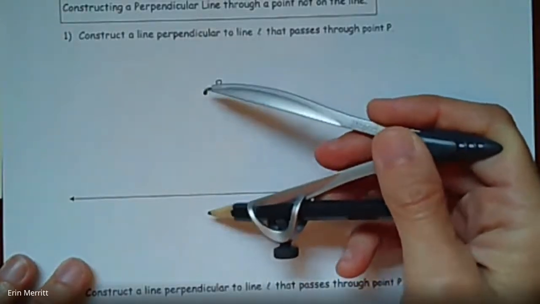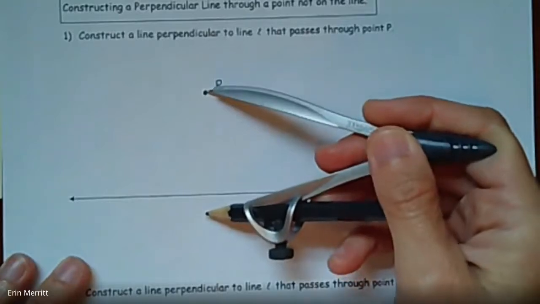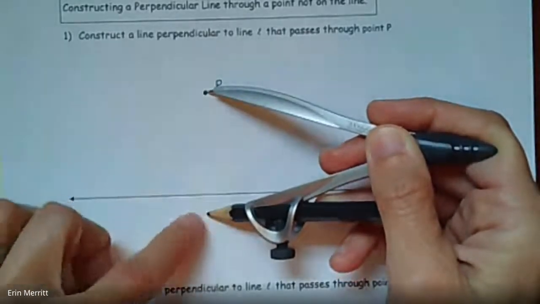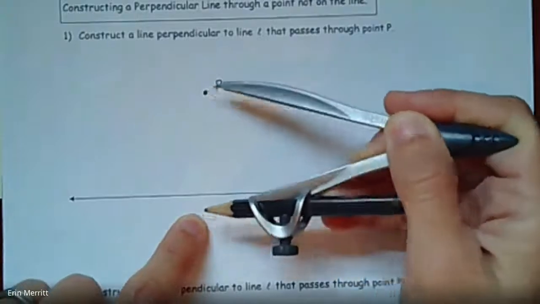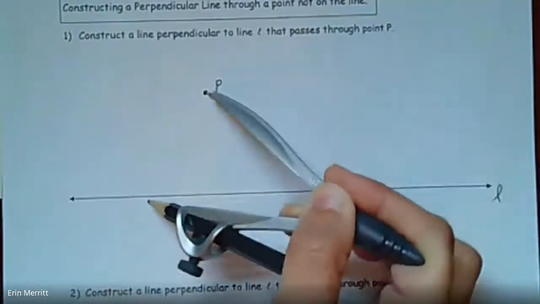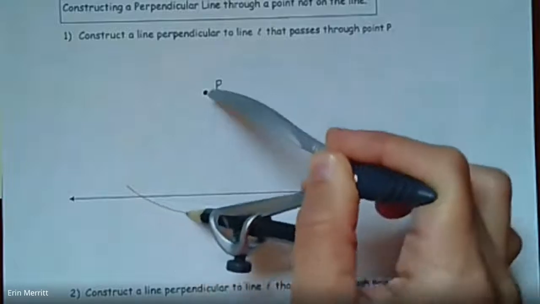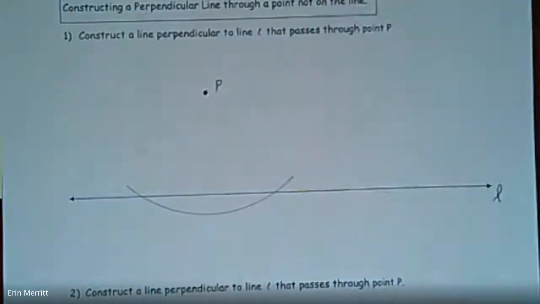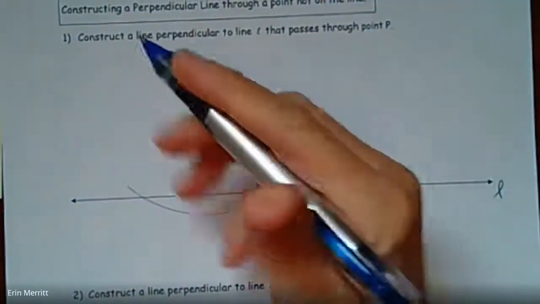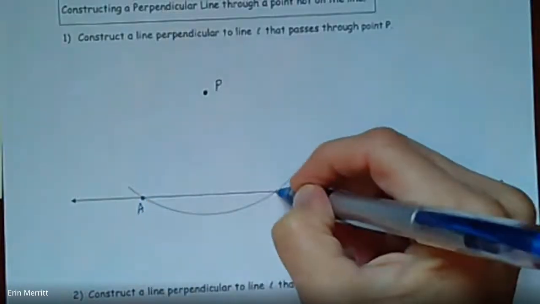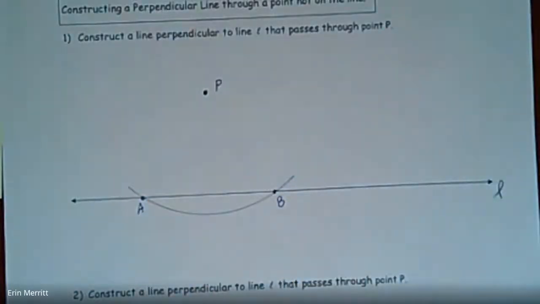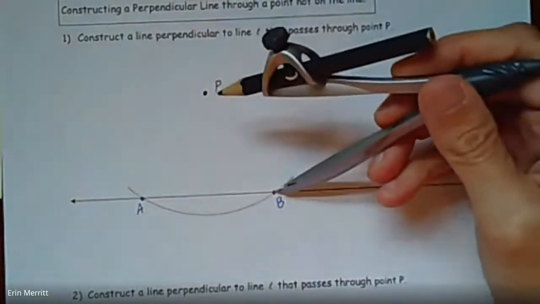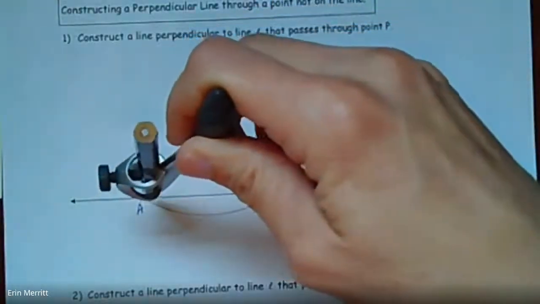So what I want you to do, use your compass, put the pointer on point P, and then open the compass so that it goes past the line here. Once you have that, swipe an arc so that the arc hits line L in 2 spots. I'm going to label those 2 points A and B. Now what you've essentially done is create a little segment AB that we're going to do the perpendicular bisector of.